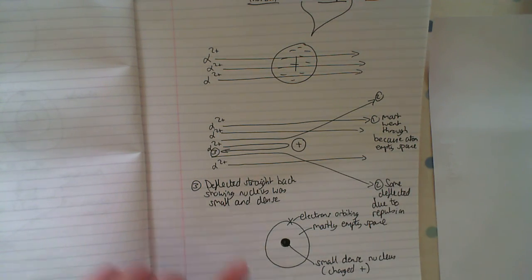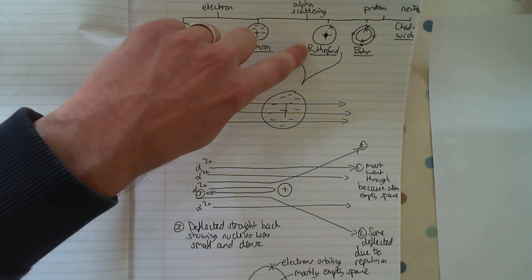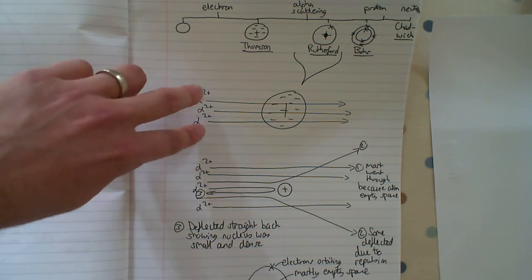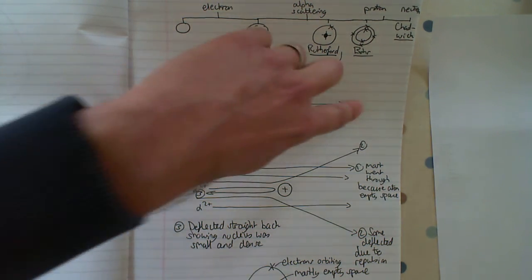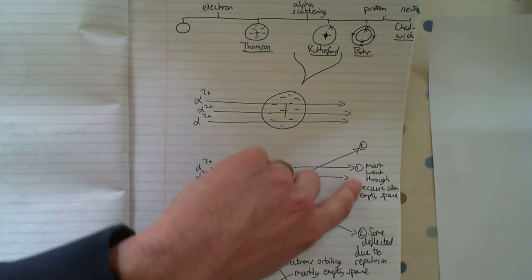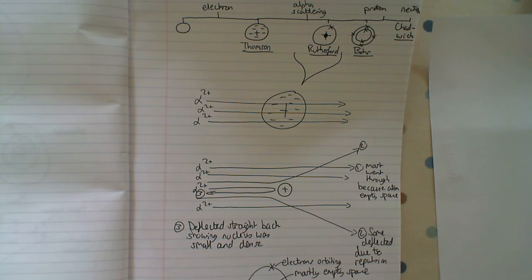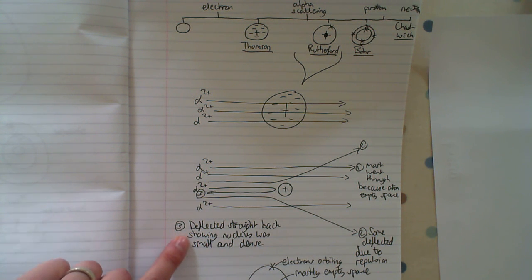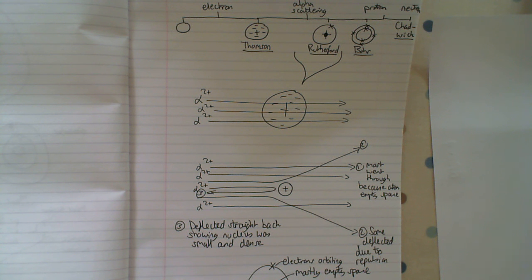So that's how we went from Thomson's plum pudding model to Rutherford's nuclear model, because if the plum pudding model was correct, the alpha radiation would have all gone straight through, but that wasn't the case. Most did go straight through because atoms are mostly empty space. Some were deflected due to the repulsion between the positively charged alpha and the positively charged nucleus, and a very, very small number were deflected straight back, showing that the nucleus was small and dense.